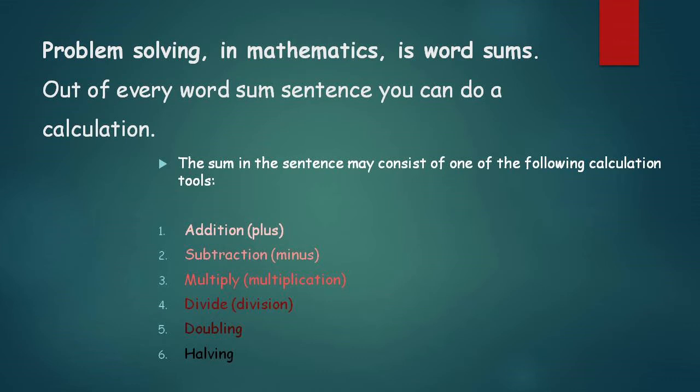In other words, when you read the sentence, you might find one of these things to be able to do the sum. So you might find addition, like a plus sum, subtraction, to minus, multiply, where you have to do times, multiplication, divide, where you would do division, doubling, or halving. Sometimes you might have more than one of these in one sum. You could have a plus and a minus, or a times and a half. There's lots of different varieties, but you usually will have at least one of these in each story sum.